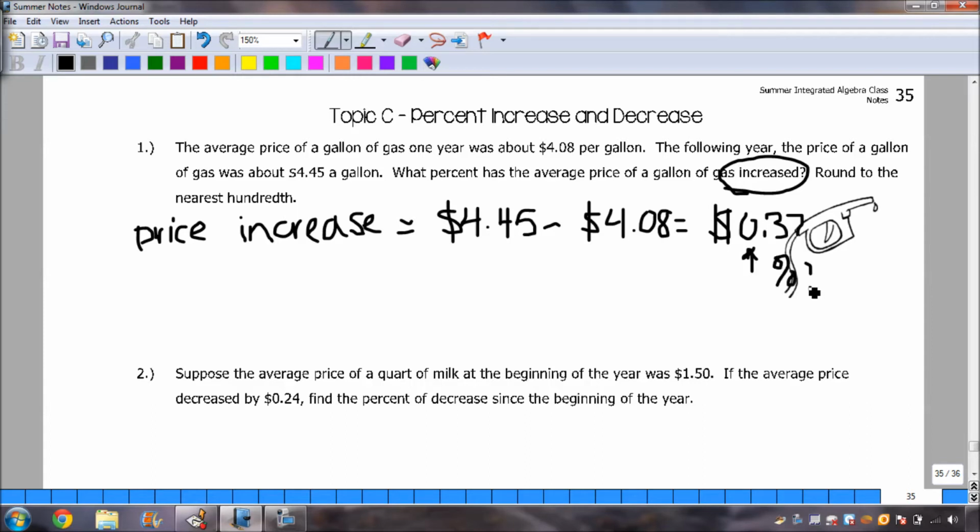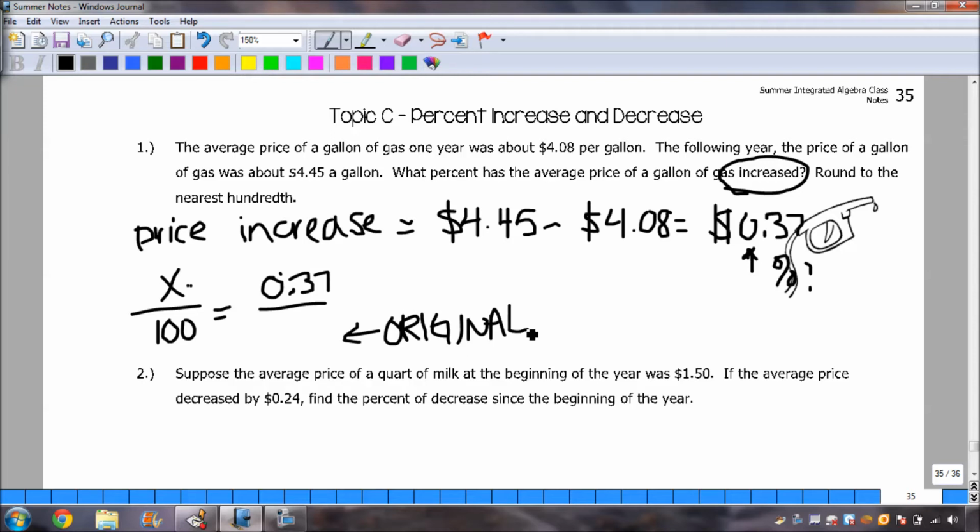That's all. Okay, so percent, I don't know the percent, so I'm going to say x over 100, because percent is always over 100 and I don't know it, so I'll call it x. And I know that it went up by 37 cents, and I want to know what that is as a percent, so these two should correspond with each other. Over the 100%, the full price, which is the original price. I want you guys to write down right here that this must be the original. If it's not the original, you will mess up. Okay, and the original price was $4.08.